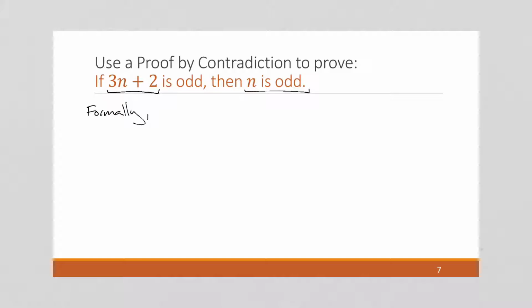This can be written as, if 3n plus 2 is odd, then n is odd. Let's do this as for all n. We could say for all integers n because that's really implied in the problem. It's not required, but it's optional. For all n, if 3n plus 2 is odd, then n is odd.